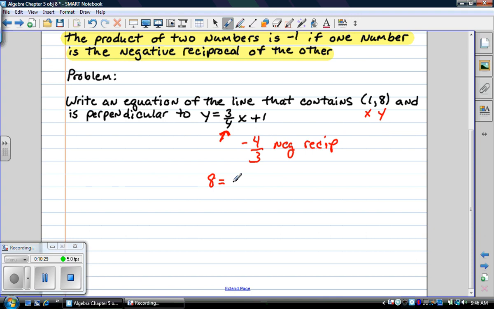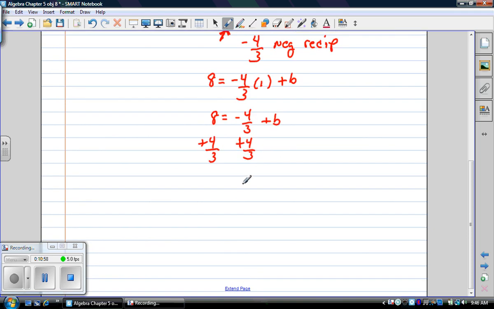It's going to be equal to negative 4/3, because I'm using my new slope, since I'm looking for a line that's perpendicular. My x value is going to be 1, plus b. I want to solve for the y-intercept. Negative 4/3 times 1 is negative 4/3, so 8 is equal to negative 4/3 plus b. When we add 4/3 to both sides of the equation, we wind up with a y-intercept of 9 1/3.